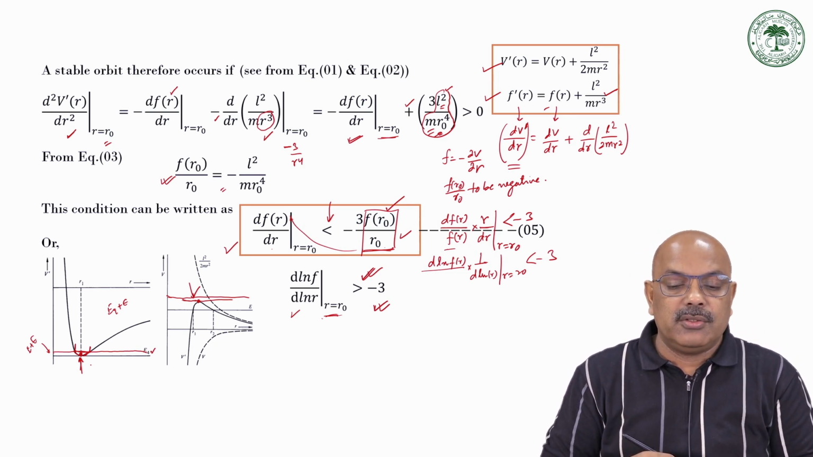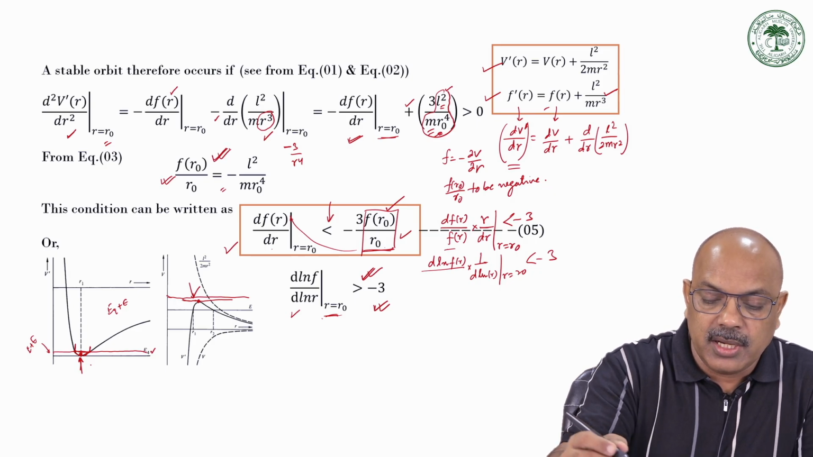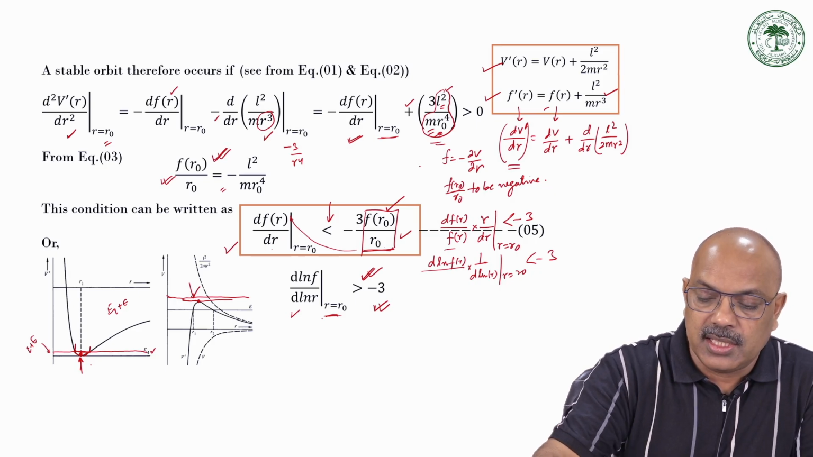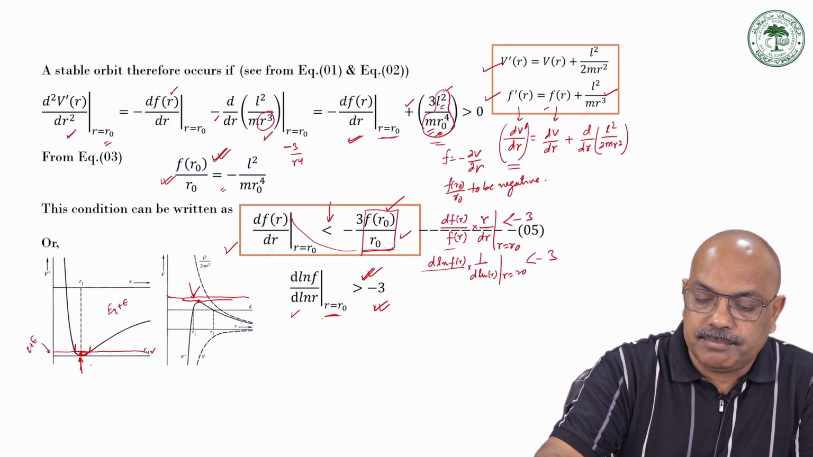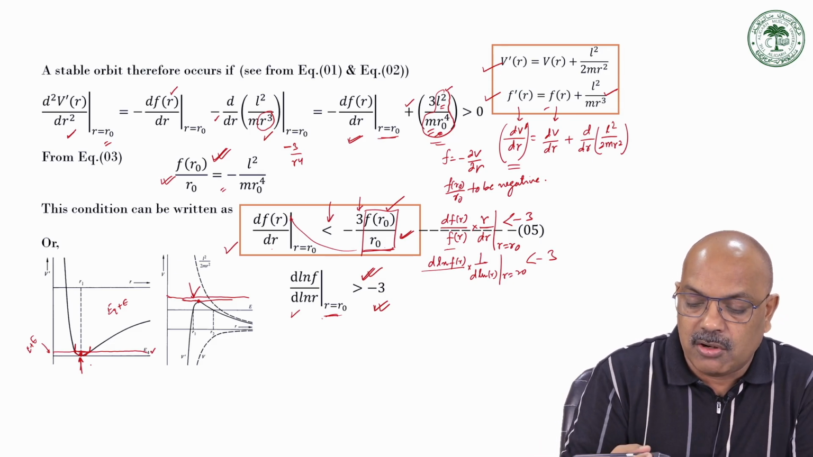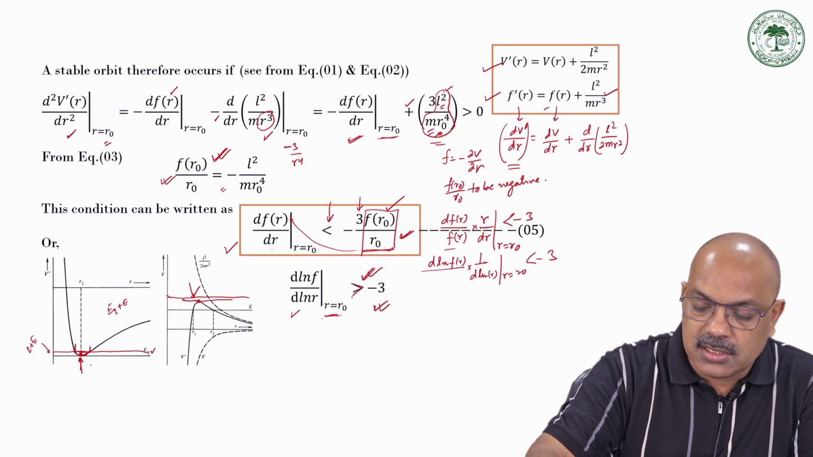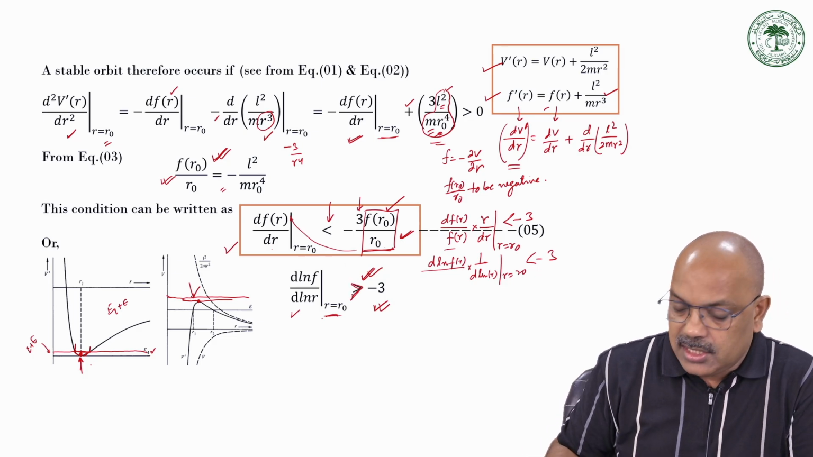So you see that here, from here we apply f(r naught) by r naught to put it here, and then this gives us -3. We are considering f(r naught) by r naught to be negative, so this becomes positive, and that's why you get a greater than sign here.